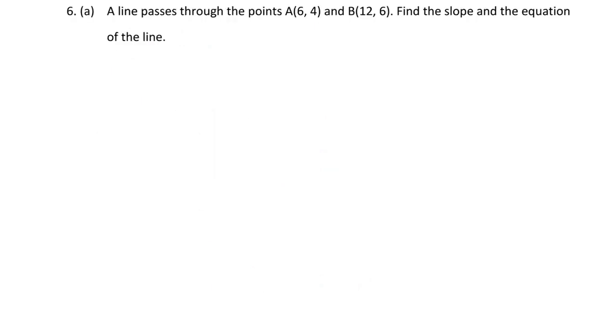Question number 6, part A. A line passes through the points A (6,4) and B (12,6). For this one, we are supposed to find the slope and the equation of the line. Okay, so this is the coordinate geometry problem. First we are going to find the slope of the line. Let us recall the formula for the slope of a line, which says slope equals y2 minus y1 over x2 minus x1.